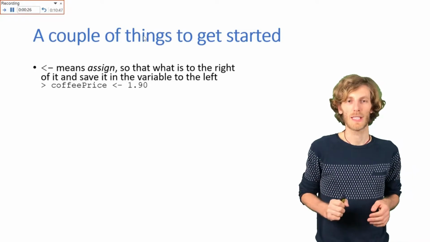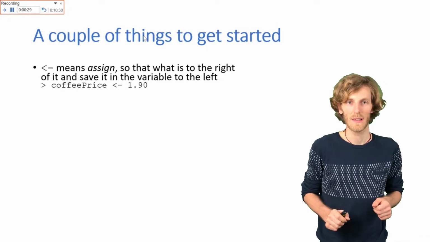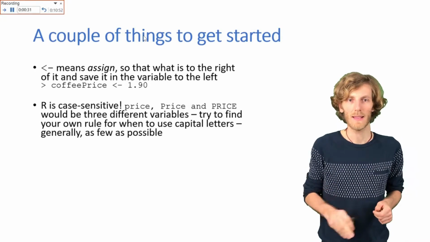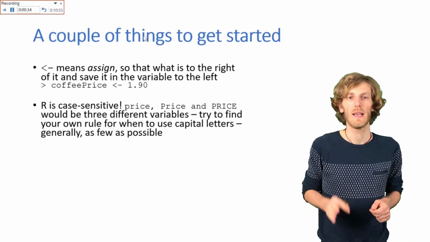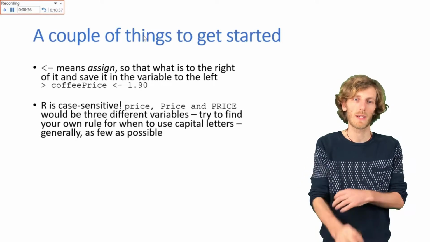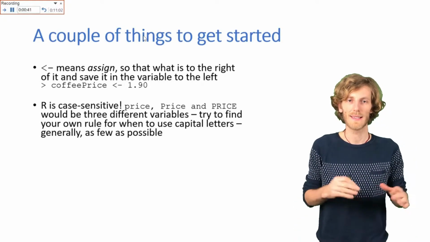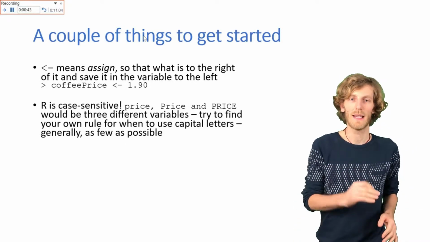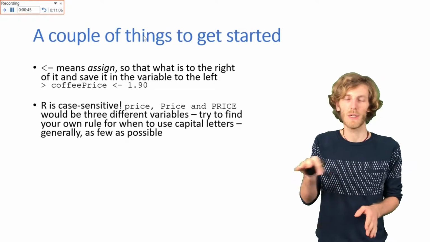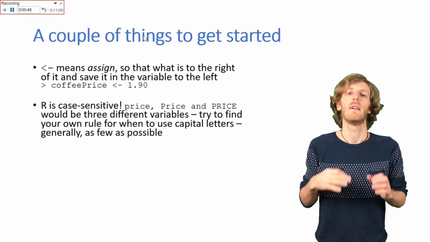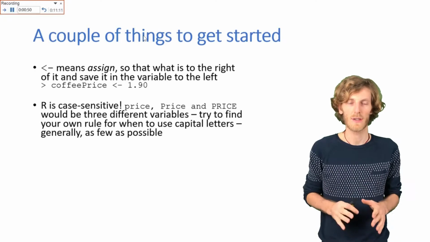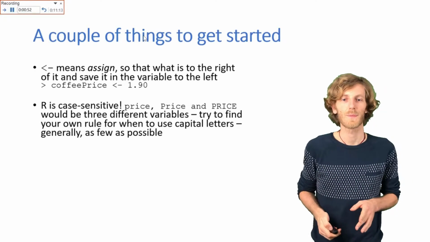In that, it's important to remember that R is case sensitive. Price and these different spellings would give us three variable names. So it's really helpful to develop a consistent approach to that. Some people use no capital letters ever. Some people use capital letters for the second word and any further words in a name. Use your own approach, just try to be consistent.